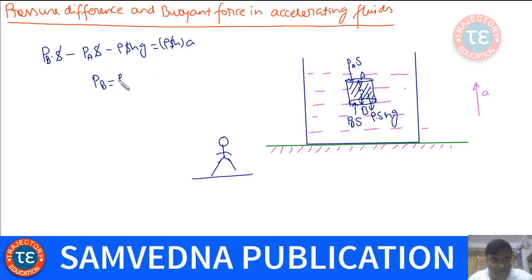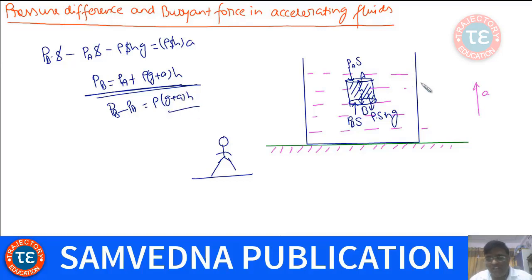So you have PB equals PA plus rho (g plus A) into H. Getting the point? That's how the pressure difference PB minus PA comes out. Earlier it used to be rho g H, now it is rho (g plus A) H. If it is accelerating in the downward direction, I will put minus A here, so A will become negative. So this is how we can calculate the pressure difference in the case of accelerating fluids.